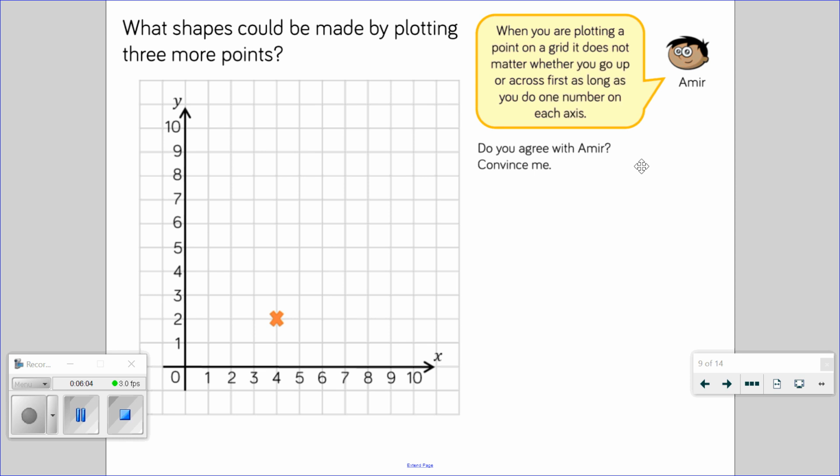The second challenge is a question. Amir asks, when you are plotting a point on a grid, it does not matter whether you go up or across first, as long as you do 1 number on each axis. Do you agree with Amir? Can you convince me of your answer?